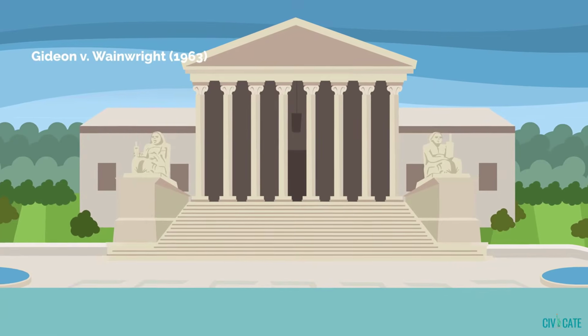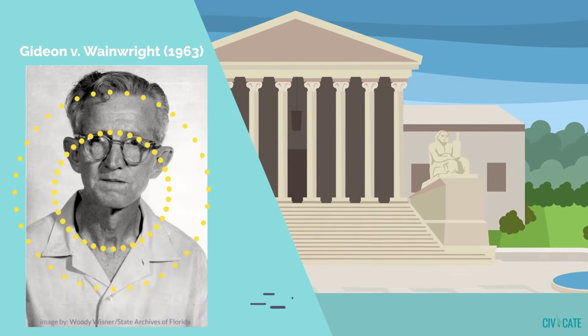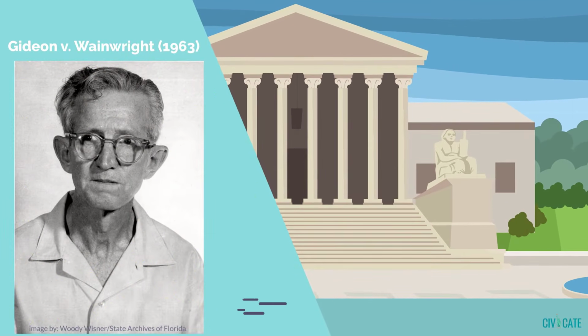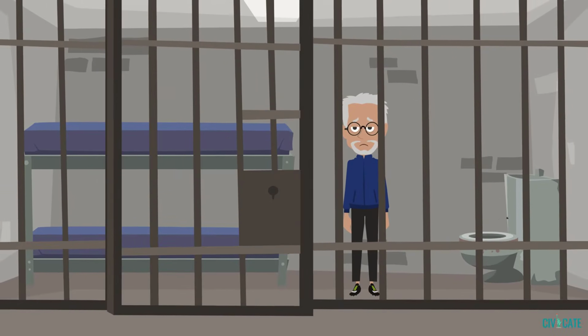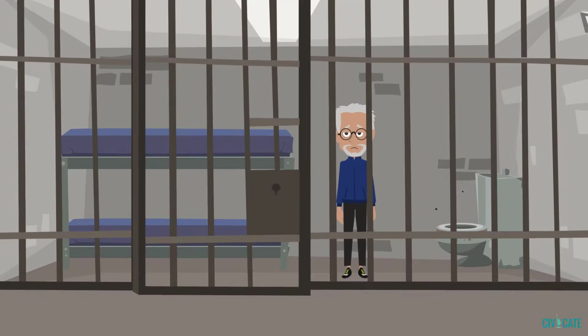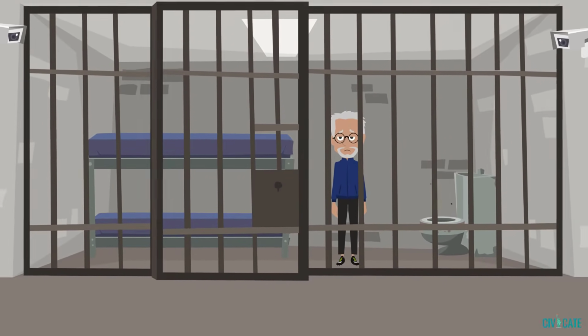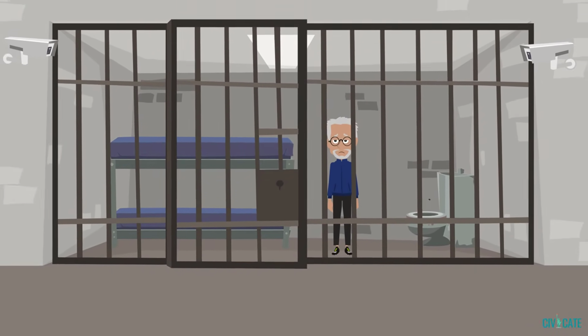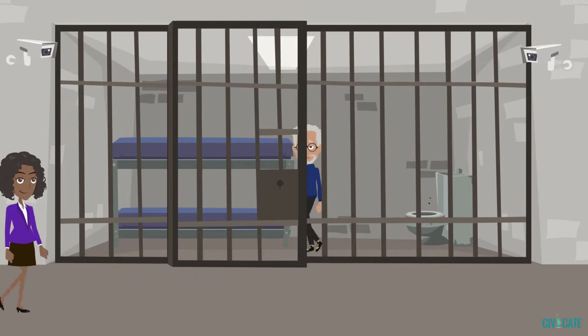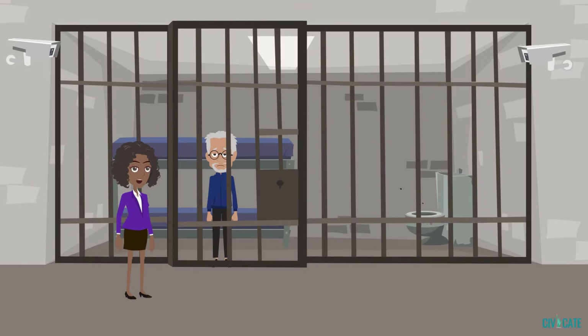Gideon v. Wainwright, decided in 1963, dealt with a man named Clarence Earl Gideon, who was charged with breaking and entering a pool hall. He could not afford legal help, so he was forced to defend himself, and he lost. The Supreme Court decided that state courts must provide free legal help to people charged with a crime who cannot afford it.